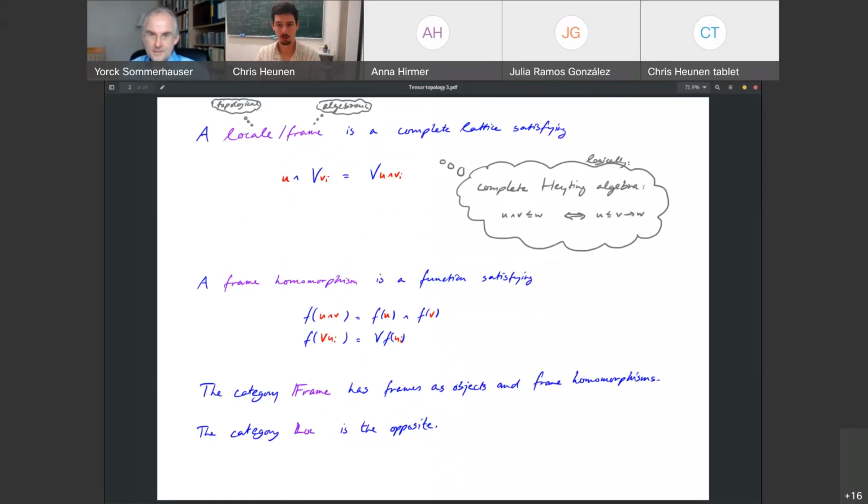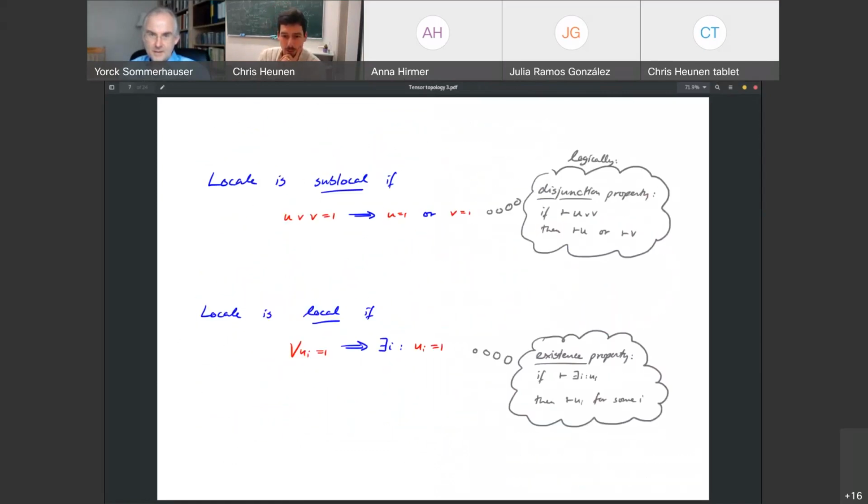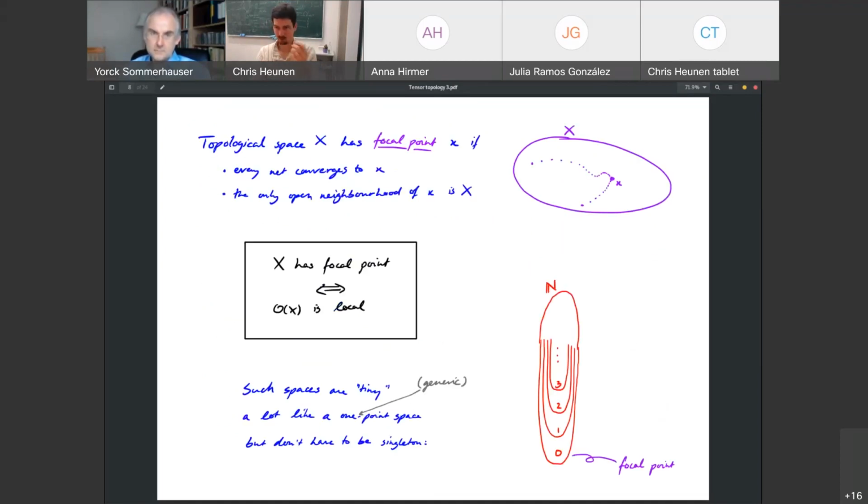Thanks for reminding me. I think we talked about that here somewhere. So last time we said that a locale is called local if it's sort of tiny, in the sense that it looks a lot like a singleton set. Specifically this property here: if a join of opens is everything, then one of the opens must already be everything. And for a topological space, that meant there's sort of one focal point that determines the whole topology.